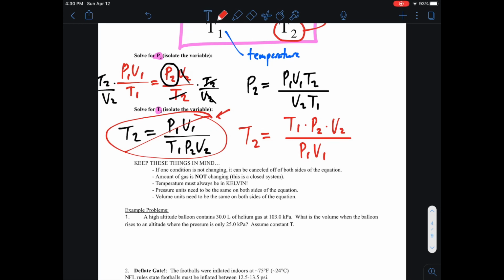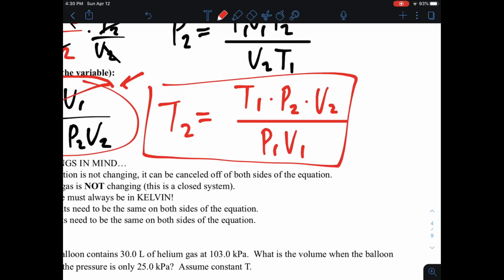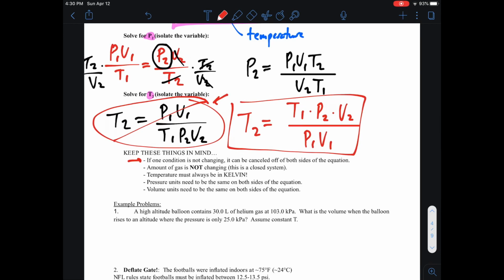Okay, and one more thing before we start dropping in numbers and units. These equations are really important to get before you start throwing in numbers because it's a way of checking your work. But sometimes one of the variables might not change at all. For instance, so here's our little hint. If one condition is not changing, it may be canceled off of both sides of the equation. Let's say that we had a problem and the pressure didn't change. Watch what happens if I erase pressure out of our last equation. It just got rid of P2, just got rid of P1. That equation is actually a legitimate equation for solving for T2 when only temperature and volume are changing. So that's okay. We can actually do that.